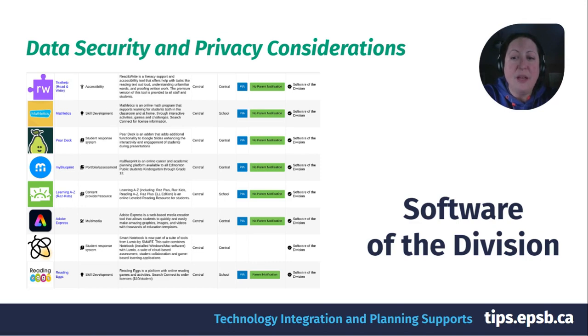The tools I'm sharing today have been thoroughly reviewed by the FOIP office, and they're accessible to all staff and students. You can see which tools have been reviewed for privacy and data security by navigating to the EdTech Tools Privacy Review database. You can find it on tips.epsb.ca or by searching Connect using the keywords third-party apps. For this application specifically, we have the all clear, as Adobe Express is considered software of the division. So knowing this, let's take a look at the tool and how we can use it in our classroom.